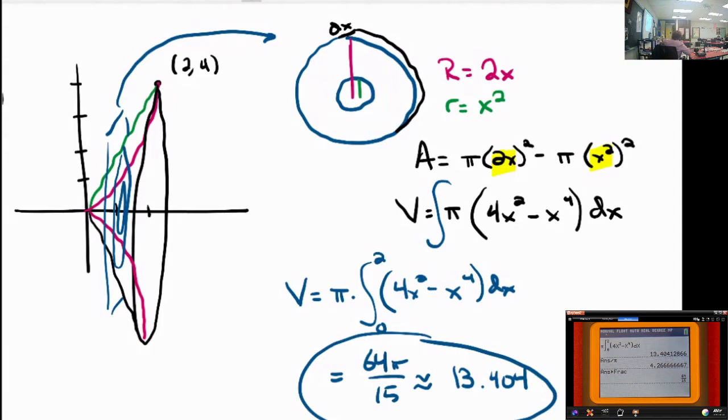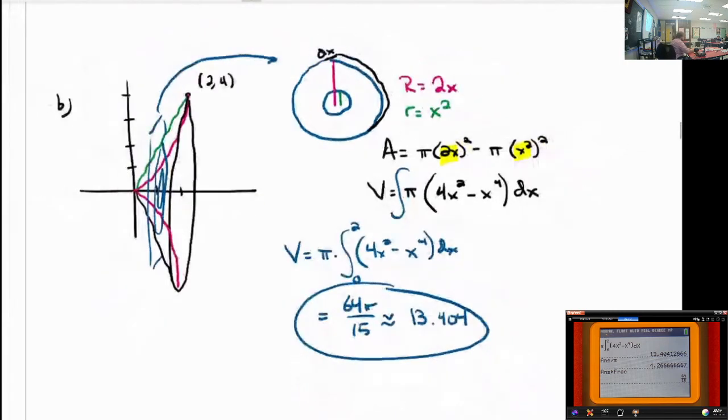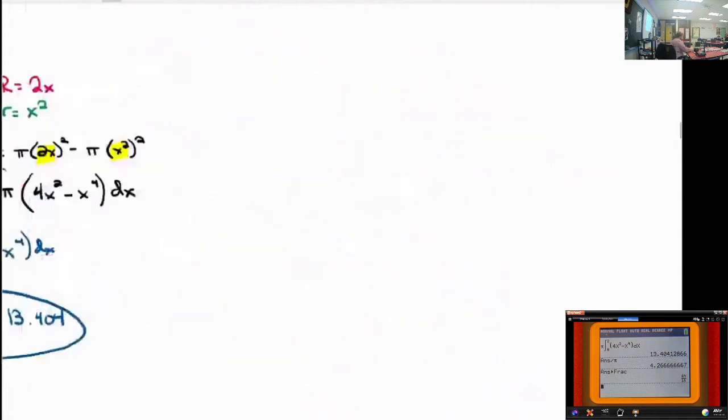So this is the one that I think is going to be bigger, or they might be the same. Who knows? For the second part of this problem, we're going to do that exact same thing again, only this time we're going to rotate it horizontally around the y-axis. So let's set it up. This is for part 2.